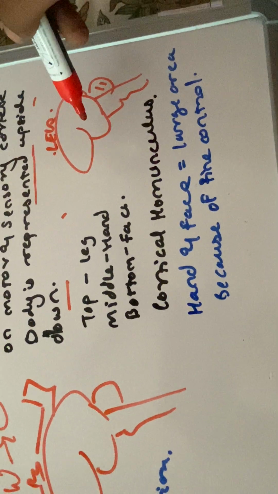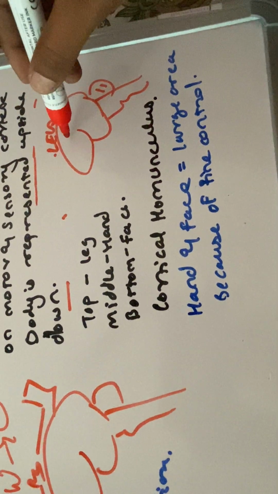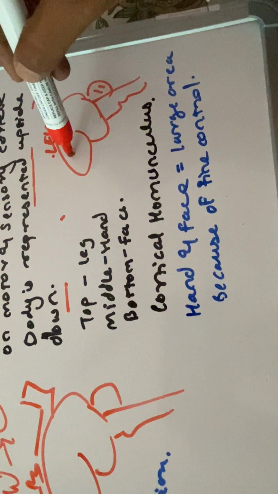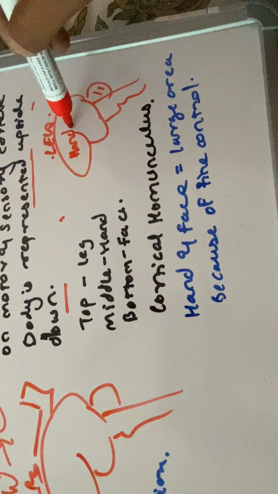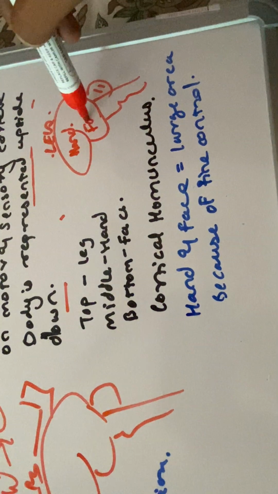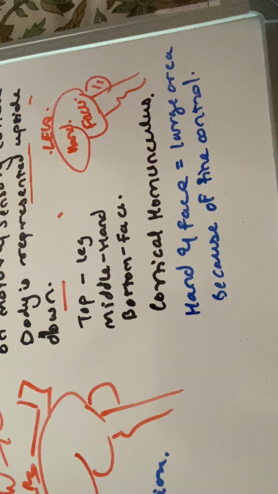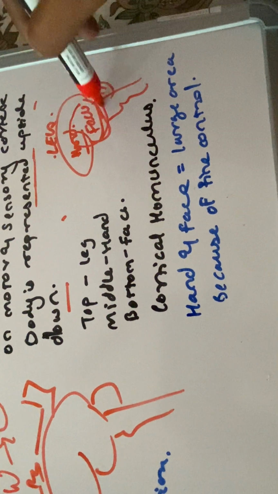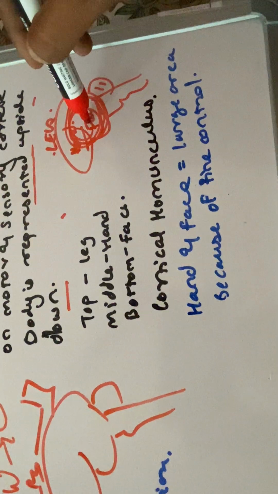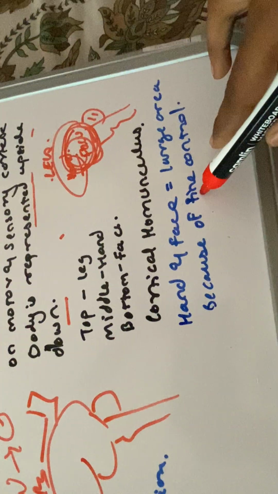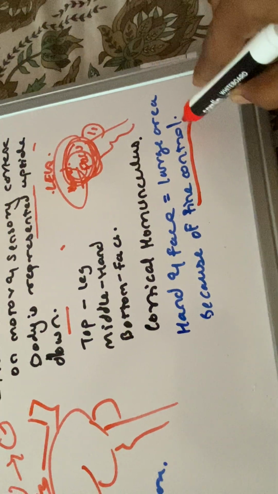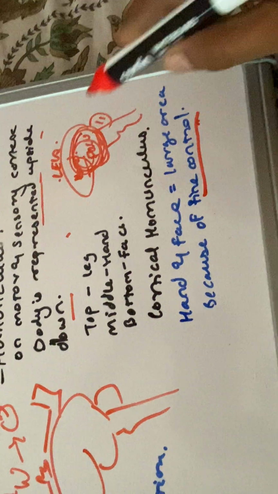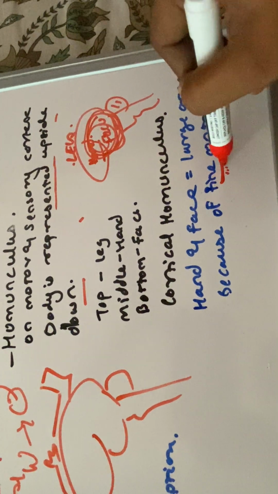Okay, middle is the hand and bottom is the face, where the hands and face have large area because it controls the fine movements. Okay, large area because it controls the fine movement.